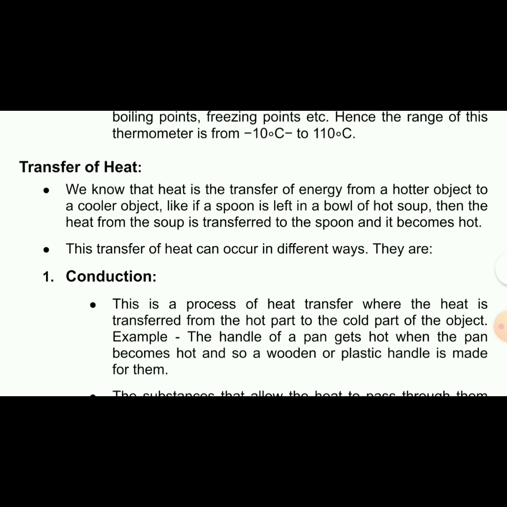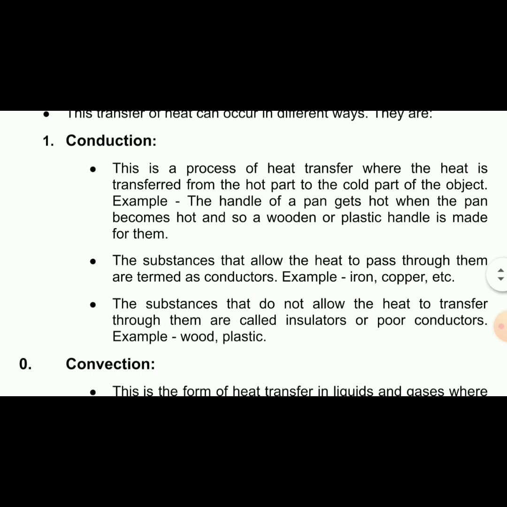Now, transfer of heat. We know that heat is the transfer of energy from a hotter object to a cooler object. Like if a spoon is left in a bowl of hot soup, then the heat from the soup is transferred to the spoon and it becomes hot. This transfer of heat can occur in different ways. They are, first, conduction. This is a process of heat transfer where the heat is transferred from the hot part to the cold part of the object.